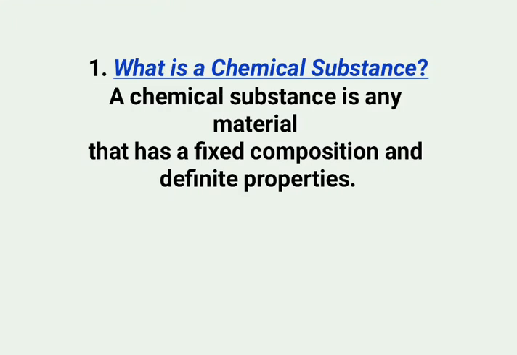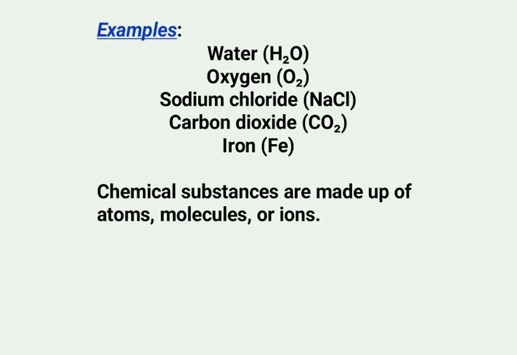Chemical substance. A chemical substance is any material that has a fixed composition and definite properties. What are examples of chemical substances? We have water, oxygen, sodium chloride, carbon dioxide, iron. A chemical substance is made up of atoms, molecules, or ions.